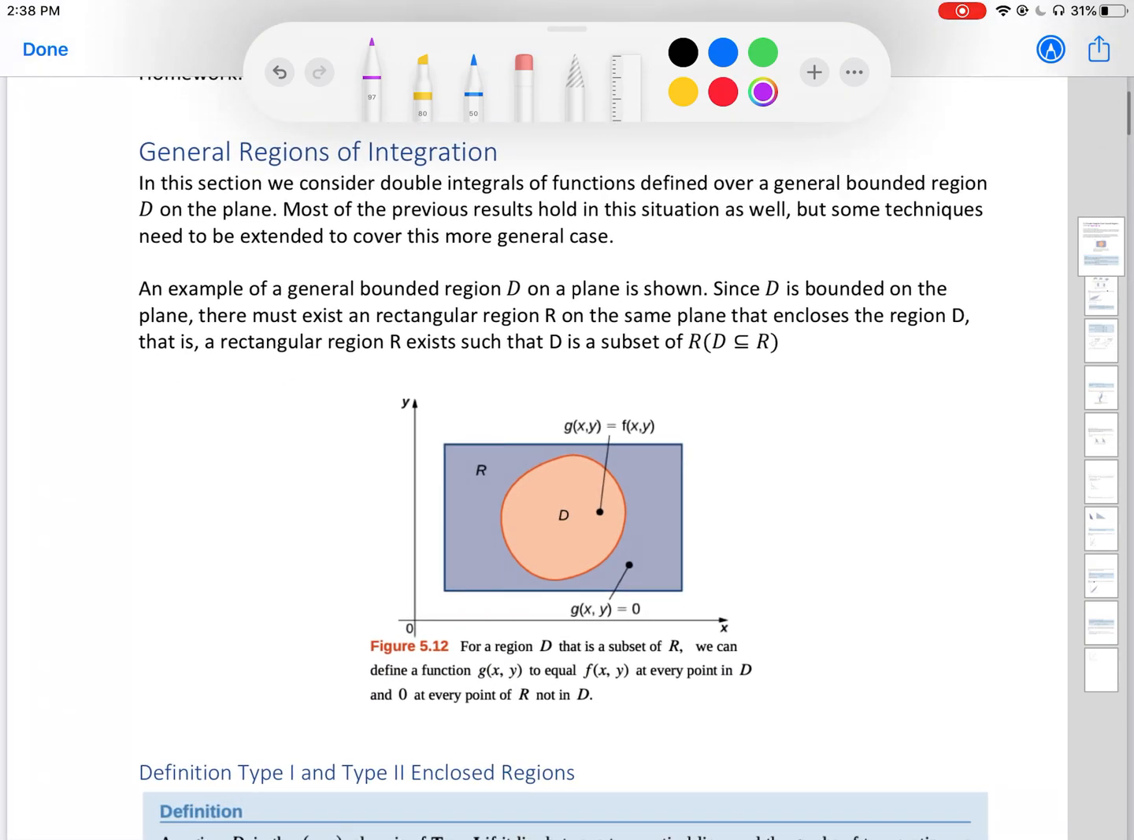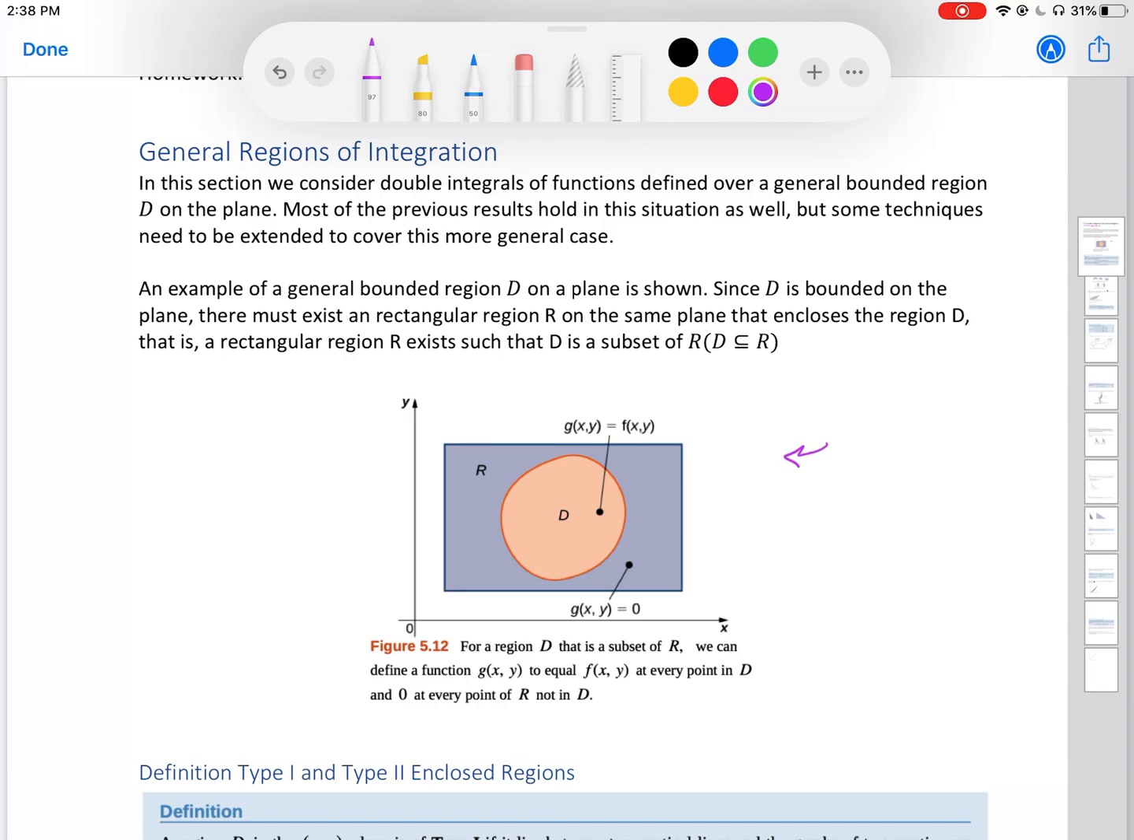To begin, let's talk about general regions of integration. In this section, we consider double integrals of functions defined over a general bounded region, D, on a plane. Most of the previous results hold in this situation as well, but some techniques need to be extended to cover the more general case. An example of a general bounded region D on a plane is shown.